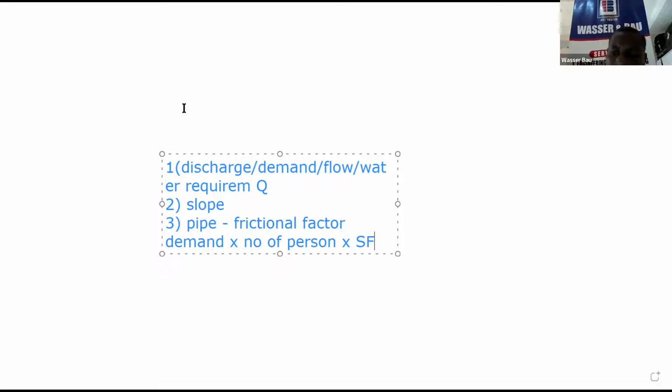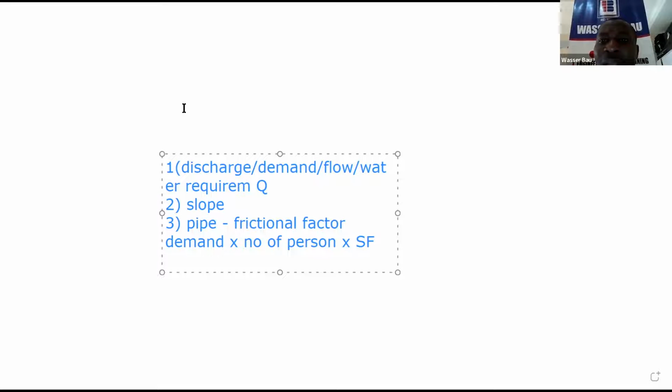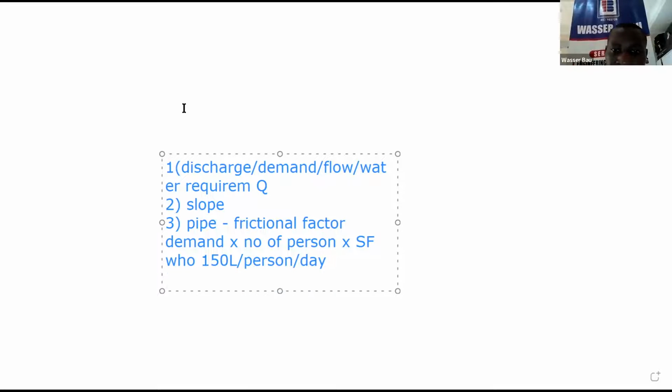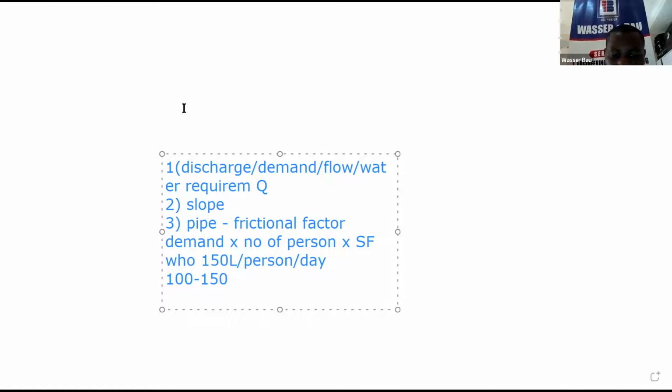advice, sort of. So now, all over the world, the UN standard says water demand per person, WHO standard, WHO says one person requires 150 liters per person. We call it per capita, per day. It means that one human being needs 150 liters of water. But the range is 100 to 150. In Nigeria, we're even using less. We're using between 100 to 160, depending on whether it's local areas.